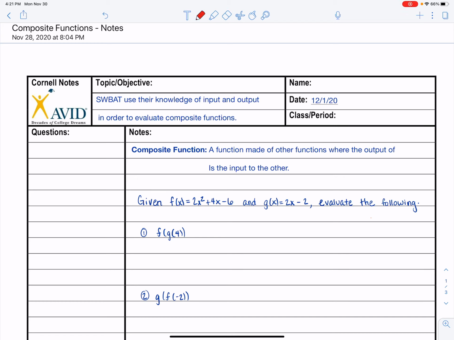All right, so today the student will be able to use their knowledge of input and output in order to evaluate composite functions. When you have a composite function, that means you're going to take one function and put it inside of the other function. So basically what's going to happen is the output of one of the functions becomes the input to the other. And that will make more sense once we put it into play.